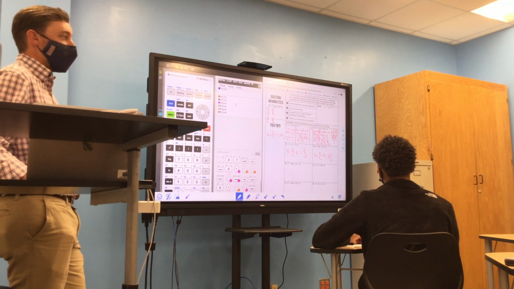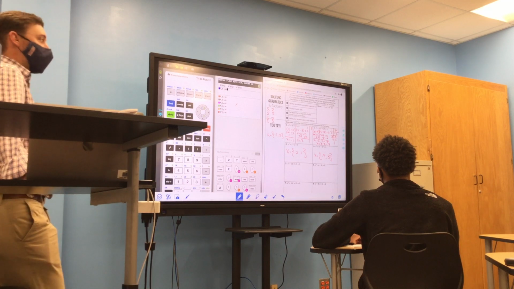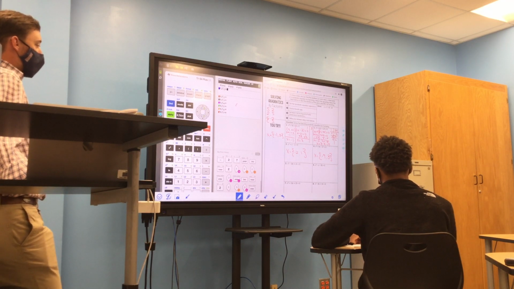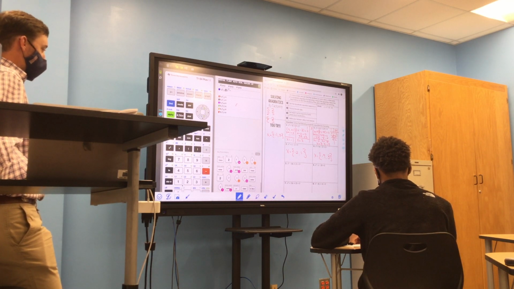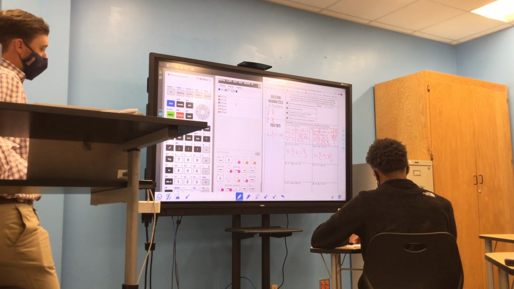Alright, so going back to y equals, clear out that last problem. Now number 5 tells us we have x squared, so I've got x squared minus 10x, plus 21.